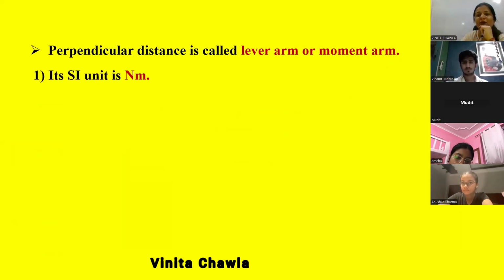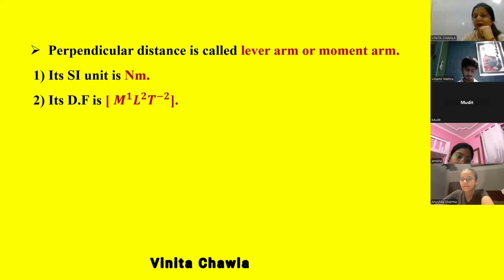Its SI unit of torque is Newton meter. Torque is R into F, right? R cross F. We have discussed this already, right? Dimensional formula of torque is same as that of work. It is ML²T⁻².